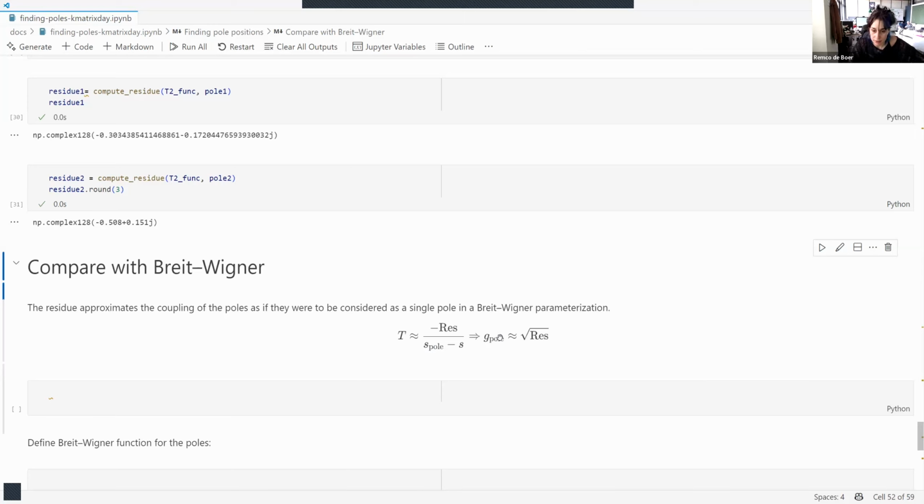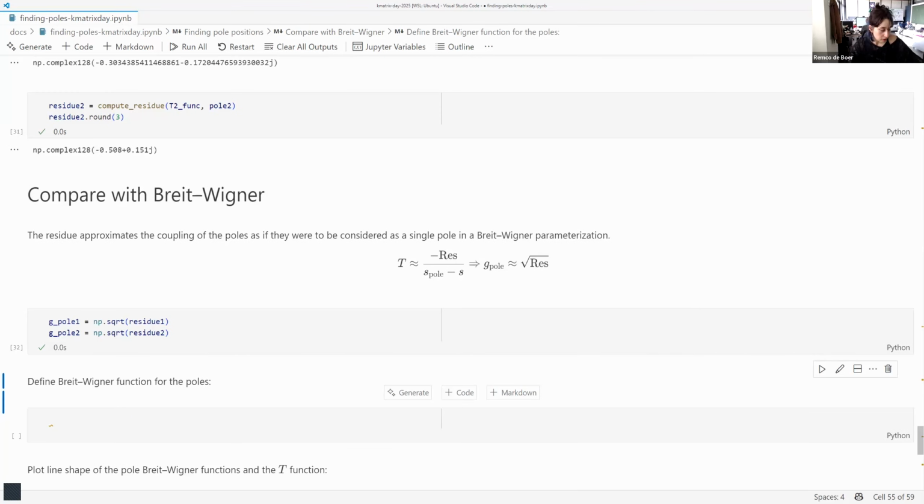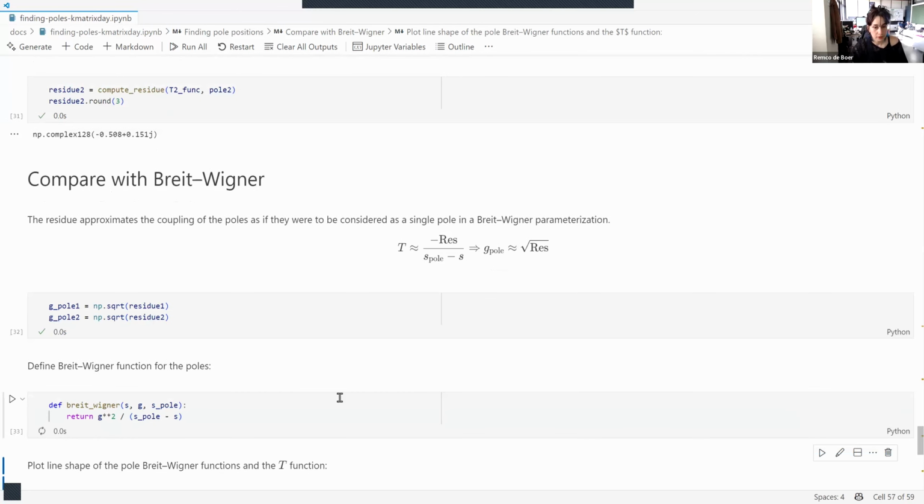And therefore, I can say, okay, my pole coupling, so the coupling at my pole position, is roughly the square root of my residue. Okay. So first, I will compute the pole coupling from the residue, not to be confused with the G couplings I put in before to parameterize the K matrix. These are really the couplings at the pole position, so the pole couplings. Okay. And now I can define my Breit-Wigner at the pole position. I just wrote this formula here.